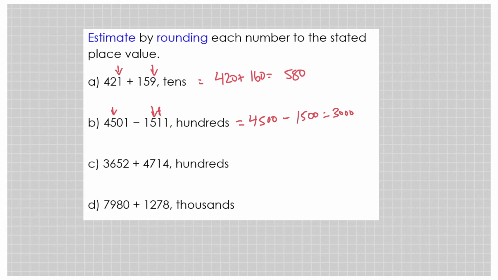Hundreds again. So hundreds is right here. This digit tells us what to do. And this one would be 3,700 plus 4,700. So the answer is 8,400. And this is thousands. So thousands is here. This digit tells us what to do. So that would be 8,000 plus 1,000 equals 9,000.